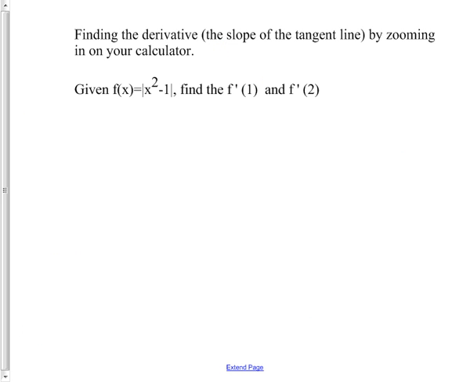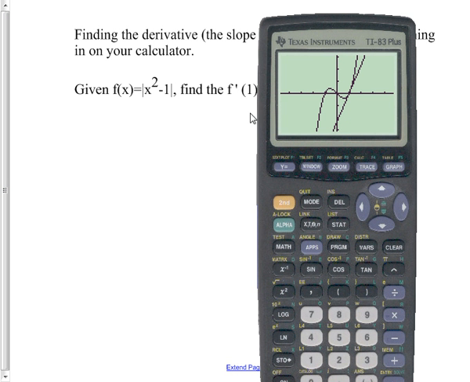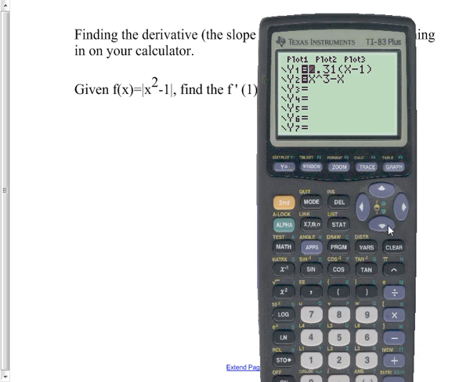Let's keep thinking about derivatives. What we did a couple days ago is we found derivatives by zooming in on a calculator and waiting until a function became linear. So let's look at this new function, y equals the absolute value of x squared minus 1.